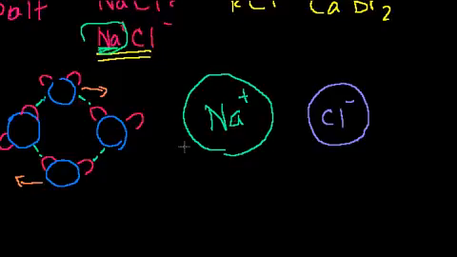positive cations are attracted to the negative partial charges on the oxygen side of the water, and the negative anions are attracted to the positive sides of the hydrogen. But in order to get, for example, this sodium ion into the water, it has to fit in there.